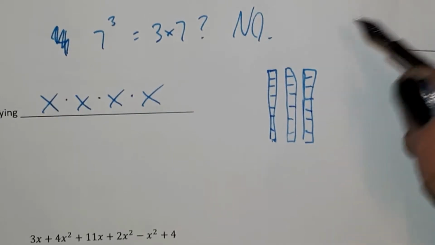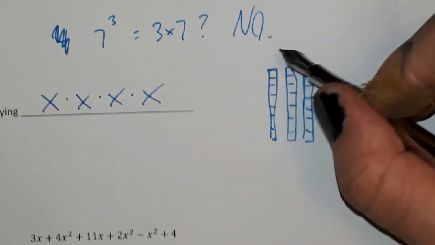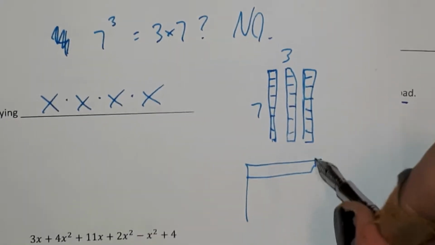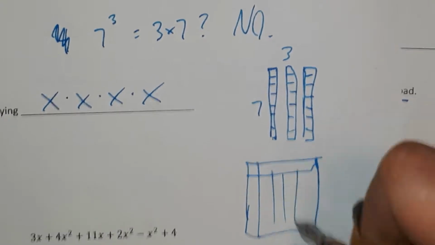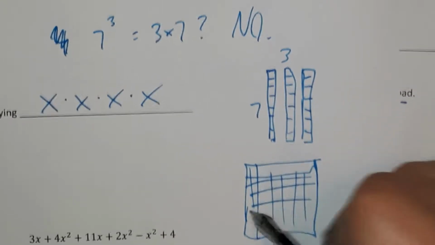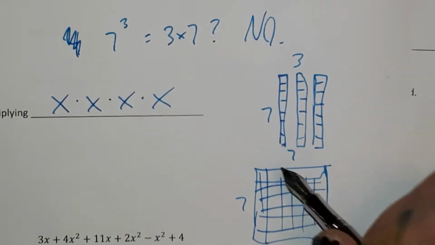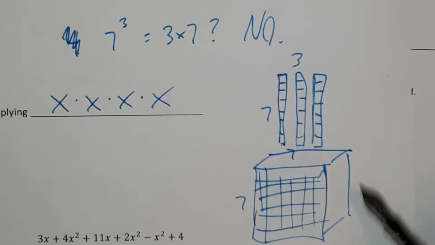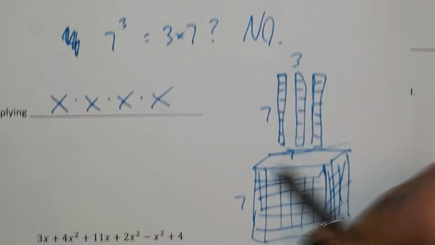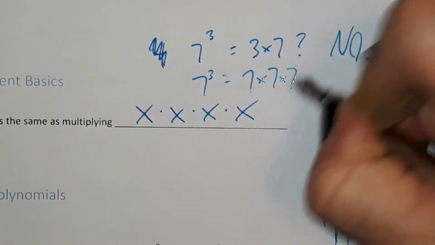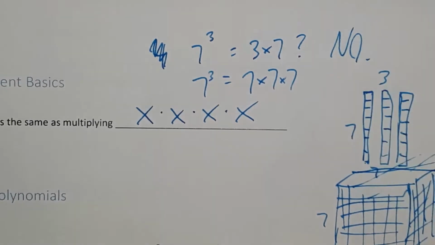Is that the same as 7 times 7 times 7? No. That is only 3 times 7. What if we had 7 times 7 again? Then we would have 1, 2, 3, 4, 5. This would be like 7 times 7. And then if we did 7 again, we would make it 3-dimensional, because this diagram is failing to make any sense. Too many lines. Look, the important thing is, this is not the same. 7 cubed would be 7 times 7 times 7. Totally different numbers, you silly people.